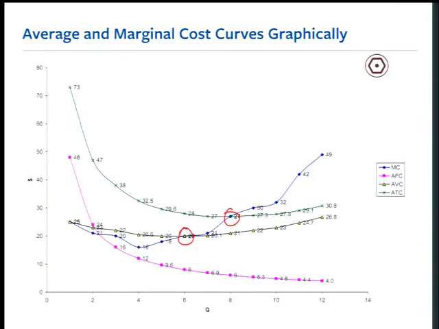But the point here is it cuts at exactly the lowest point of both the average variable cost and the average total cost curve. So why is that, Max? You can feel it already what's going to happen next.